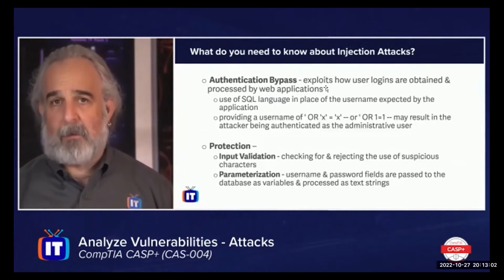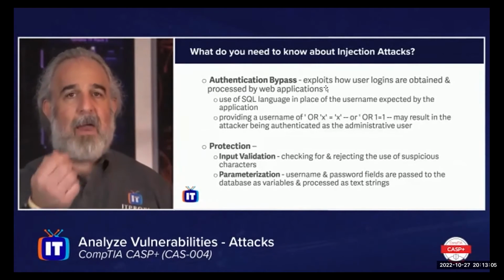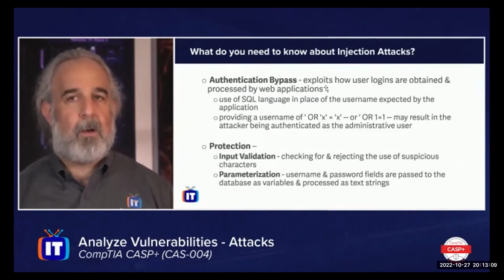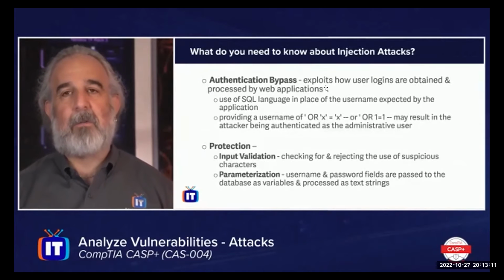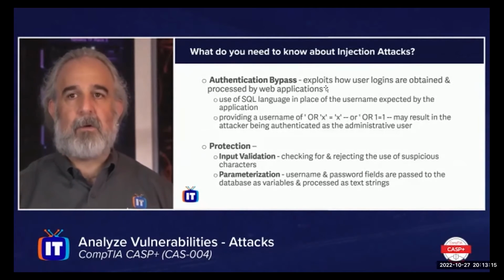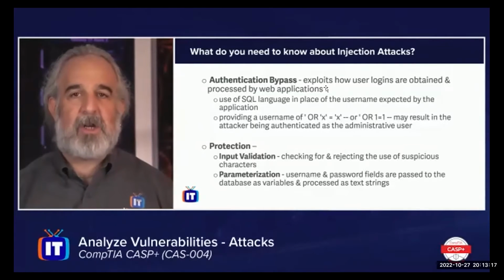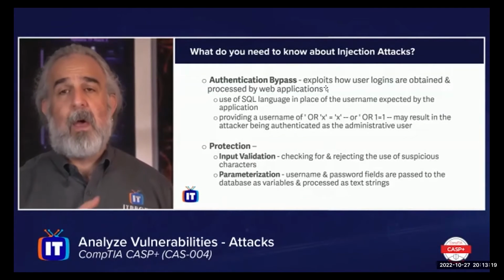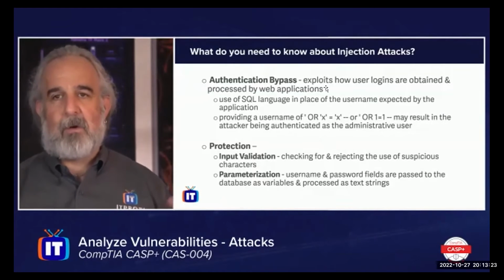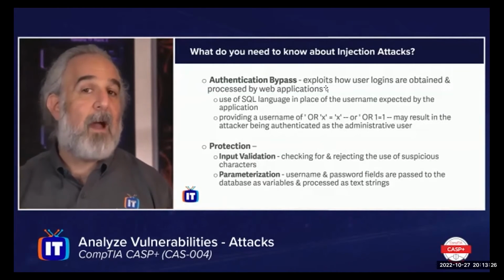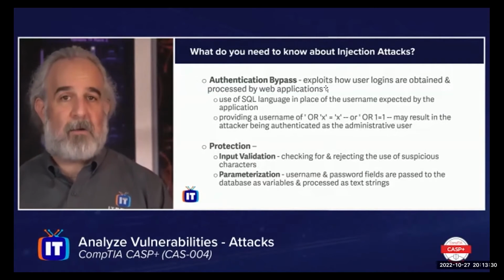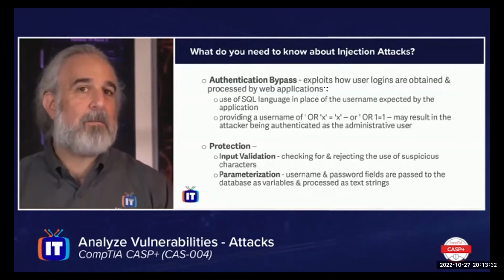Authentication bypass allows us to do exactly what I described. Again, we're using a statement like or x equals x or 1 equals 1. These translate out and are ultimately evaluated out as true. And we then typically are authenticated as the administrative user. I mentioned input validation as being one of the key ways to do this. Parameterization is also a very good way to protect against this. Username and password fields are passed as variables and processed as text strings instead of actual values that, as a result, the bad actor can manipulate.